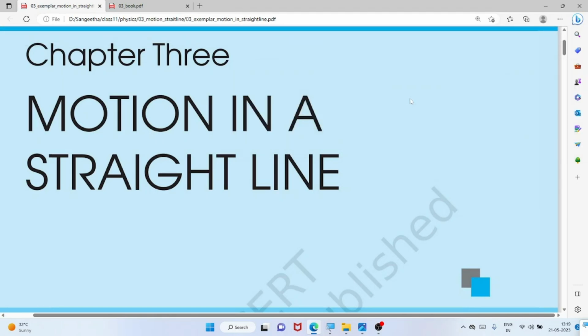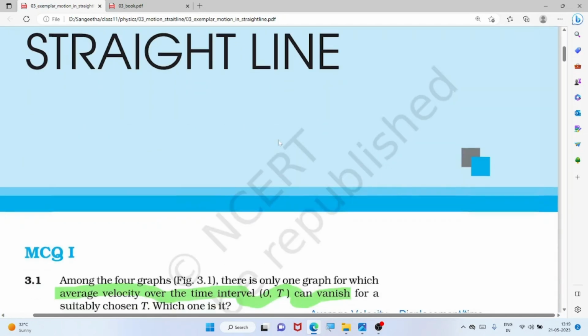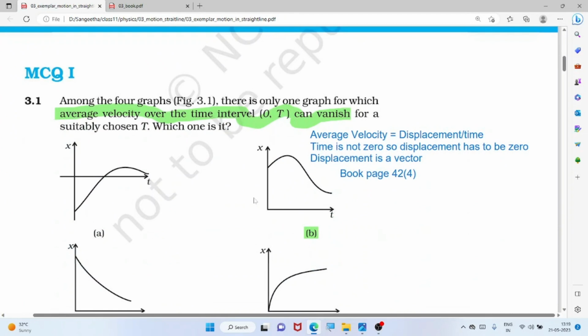Greetings. We will go through the exemplar problems in the class 11 physics chapter, motion in a straight line. Before that, let me show you the important kinematic equations.